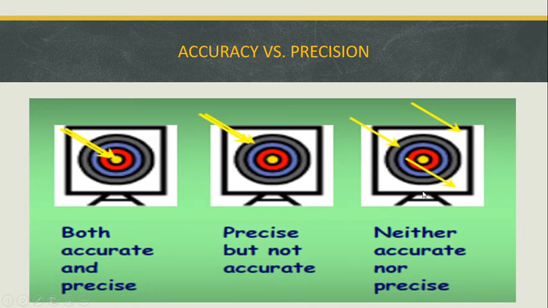In the third diagram, all the arrows are placed without any contact and at very long distances. All three arrows are on the board without any contact, so it is not an accurate value, and also it is not a precise value because the arrows are not closer to one another, and it also does not achieve the target.